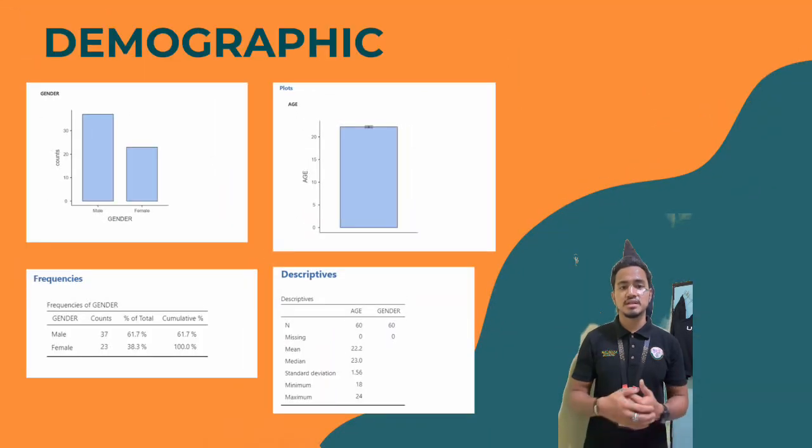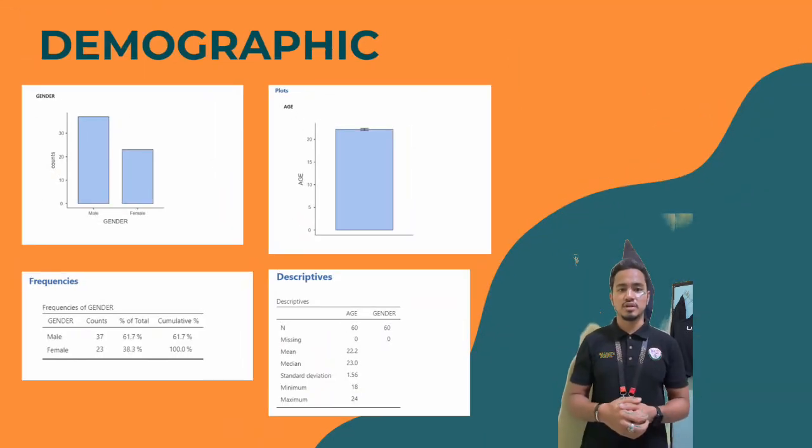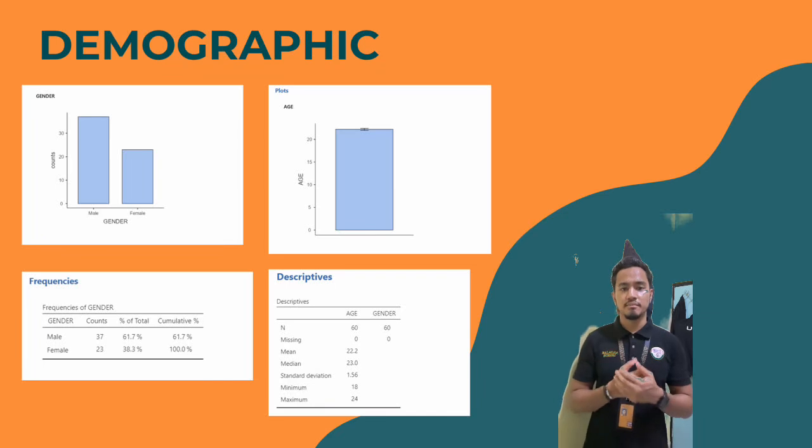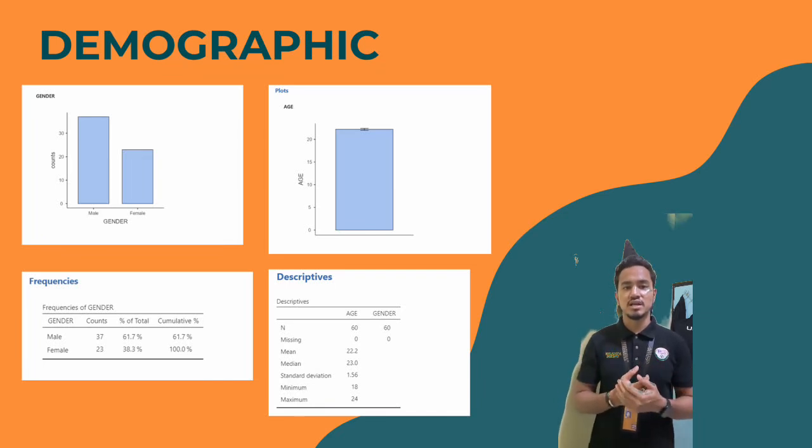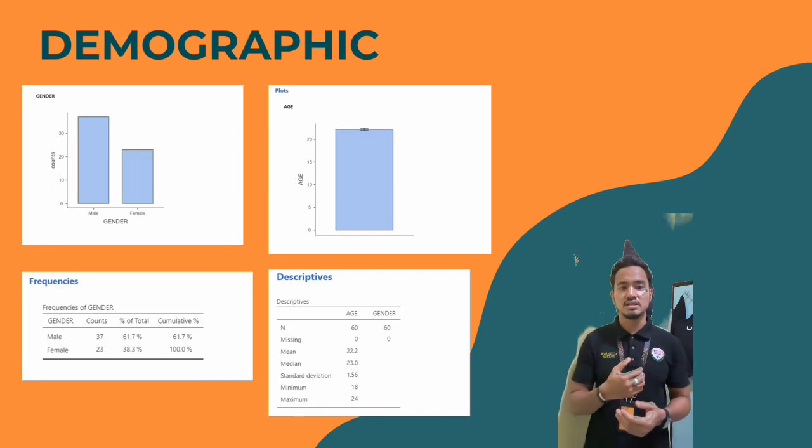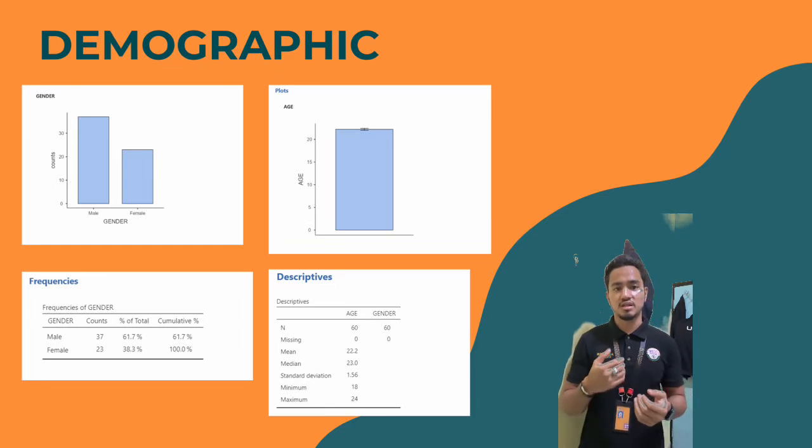Next, I will explain the gender distribution of the respondents. The respondents in this study are divided into two categories, which are female and male. Based on the frequency data, 37 respondents are male, representing 61.7% of the total sample. Meanwhile, 23 respondents are female, representing 38.3% of the respondents.